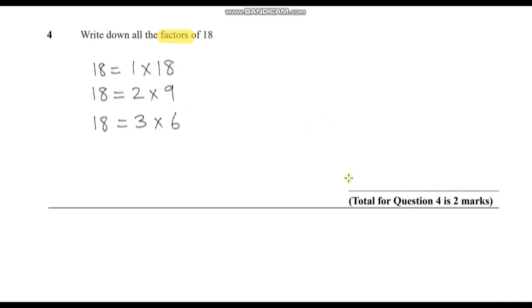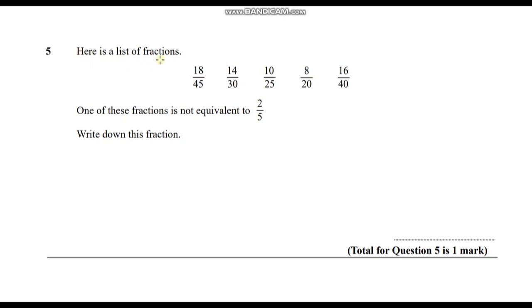So it doesn't matter which order we do it in, but I'll just do it in ascending order, just for the sake of it. So we've got 1, 2, 3, 6, 9 and 18. We have 6 factors of 18.